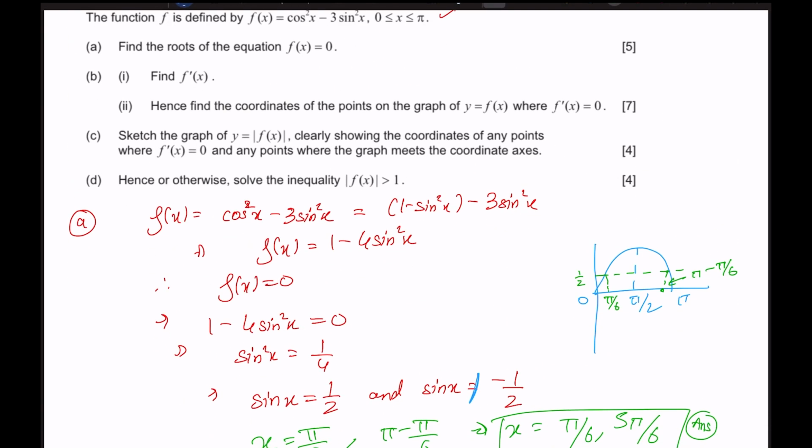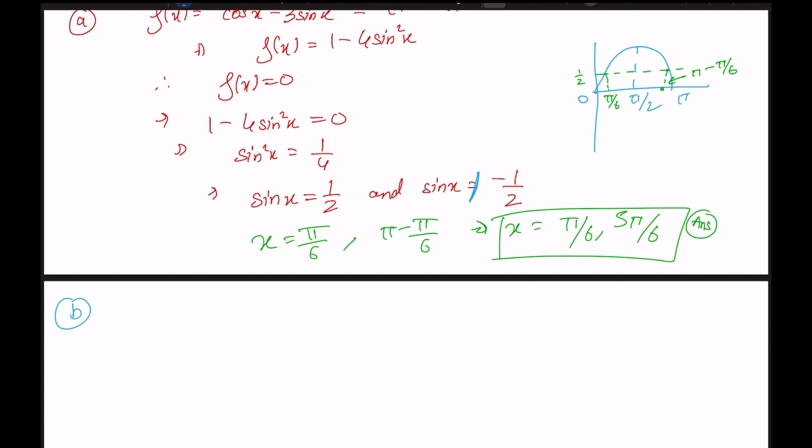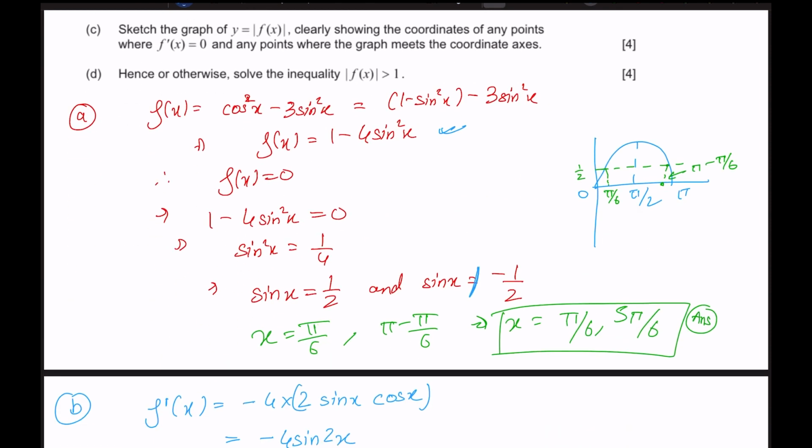Now in part B, first we have to find f'(x). So your f'(x) will become, we'll try to differentiate directly from here. Differentiation of 1 is 0. Minus 4 sin²x will be minus 4 times 2 sin x. And now we'll apply the chain rule. Differentiation of sin x is cos x. So this 2 sin x cos x will become sin 2x. So f'(x) is minus 4 sin 2x. This is B1.